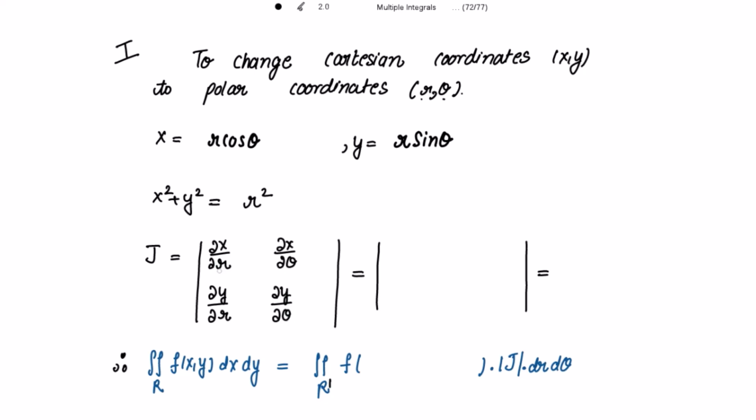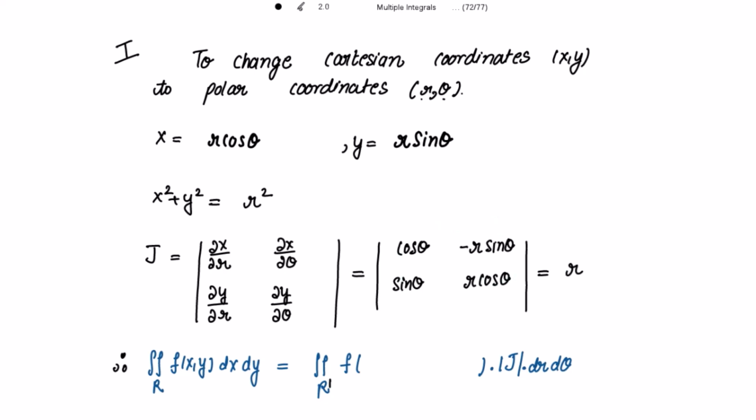Now differentiating x with respect to r, you get cos theta. Differentiating x with respect to theta, getting negative r sin theta. Differentiating y with respect to r, sin theta. And differentiating y with respect to theta, you get r cos theta. And when you solve this determinant, you get r.